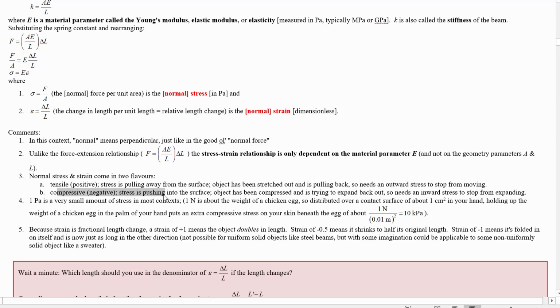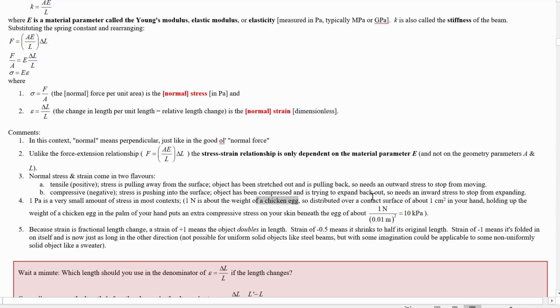Compressive stress means you've pushed in on it and it wants to expand back out. It is said to be in compression. 1 Pascal is a very small amount of stress in most contexts. So 1 Newton is about the weight of a chicken egg.